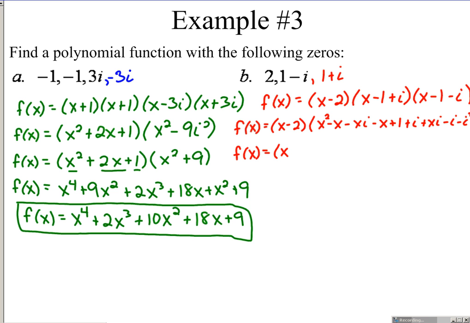Simplify that second factor here. Again, all your i stuff should drop out at this point, or you know you have done something wrong. We get x squared. Negative x minus x gives us minus 2x. Negative xi plus xi is gone. i minus i is gone. We have 1 minus i squared. Remember, negative i squared becomes plus 1. So we have 1 plus 1, which is 2.